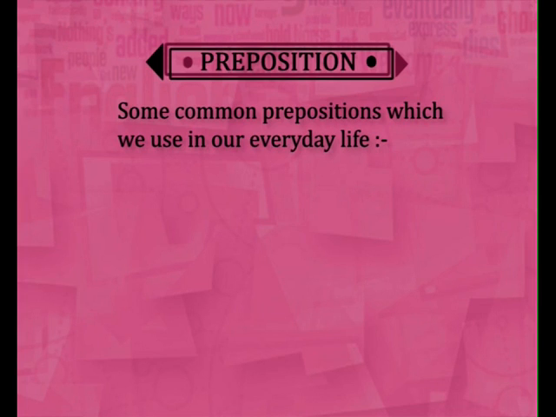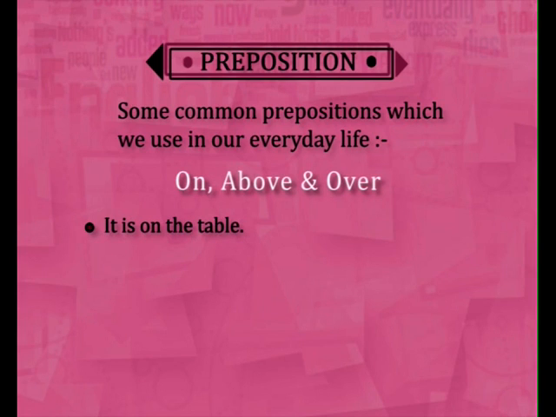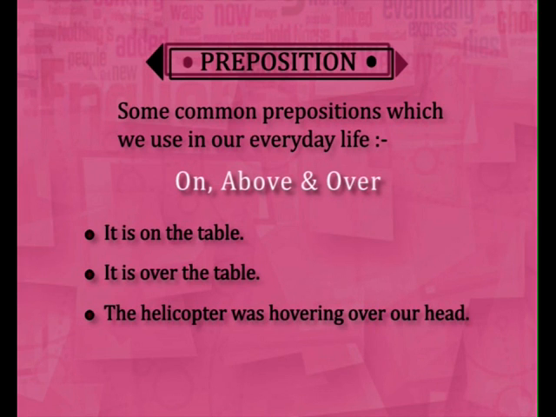Okay? Then next is our on, above and over. See, all three meaning is upper. On, above and over. What is the difference? When it is kept on the table, suppose, it is on the table. Above means it is not touching the table. Over the table means it is in motion. Something flew over, like you say, the helicopter was hovering over our head because it is in motion. Above means static and on means it is touching. So these three are the uses.